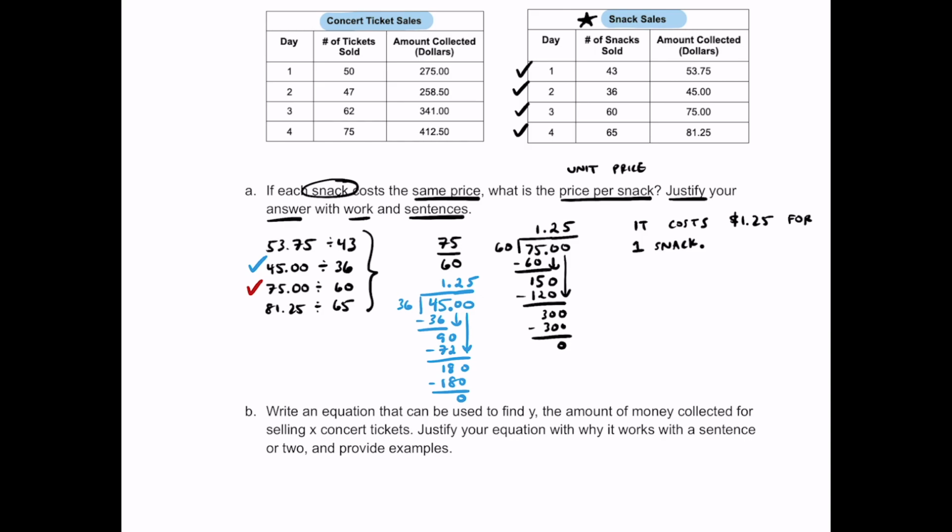Okay. And when it says to justify using words, you can say, I found an equivalent rate. Equivalent, I can spell that a little better. I think I messed it up a little bit. Equivalent rate.